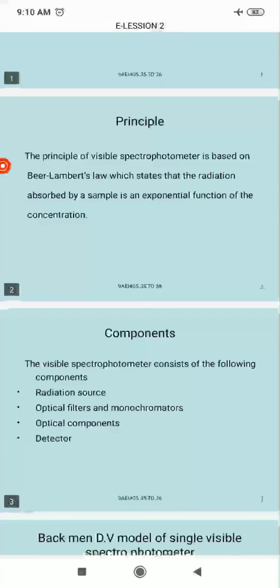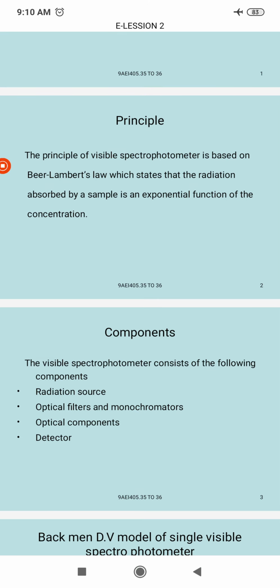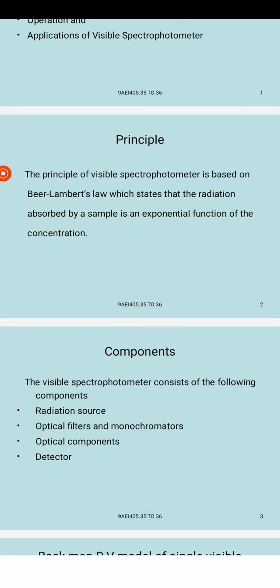We can see the principle. The principle of spectrophotometry is based on Beer-Lambert's law, which states that radiation absorbed by a sample is an exponential function of the concentration.